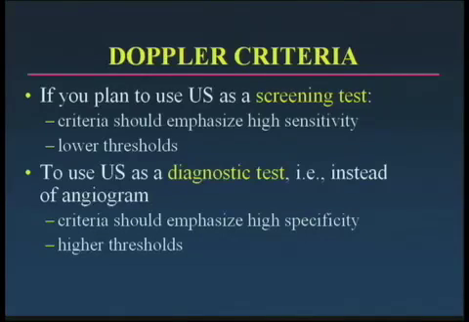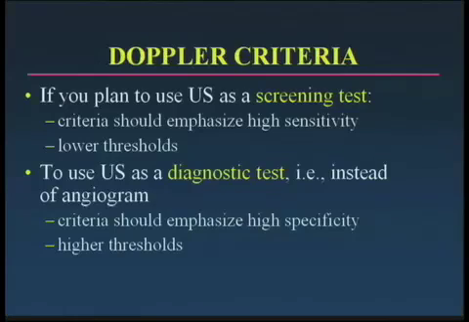However, if you're going to use ultrasound as a diagnostic test, in other words, instead of an angiogram, the criteria should emphasize high specificity and you should use the higher thresholds. And if you can't make up your mind, this actually helps you in how to interpret the specific numbers that you get. In other words, if the number is very high, the peak systolic velocity is, say, 400 centimeters per second, then you know you're likely to be very specific and you can use it as a diagnostic test and refer that patient to surgery without correlative imaging.